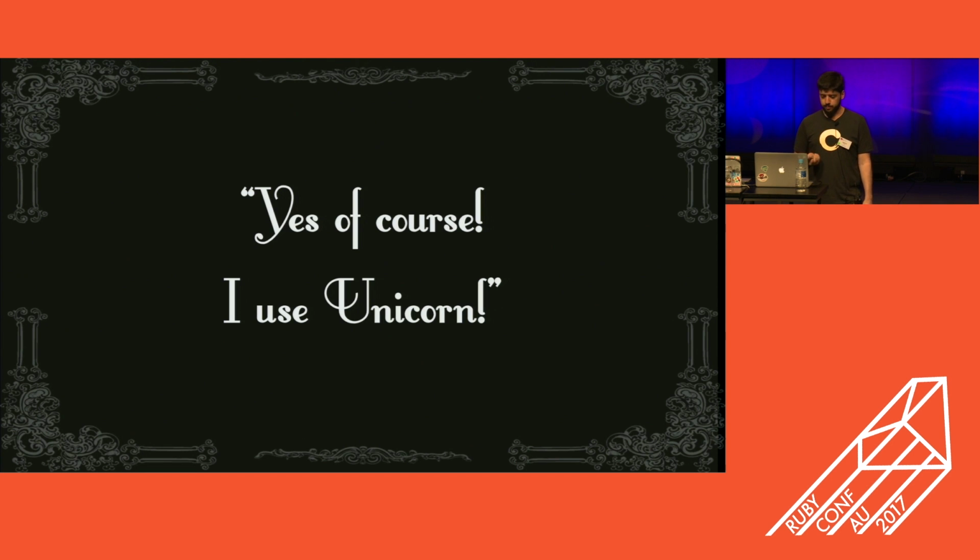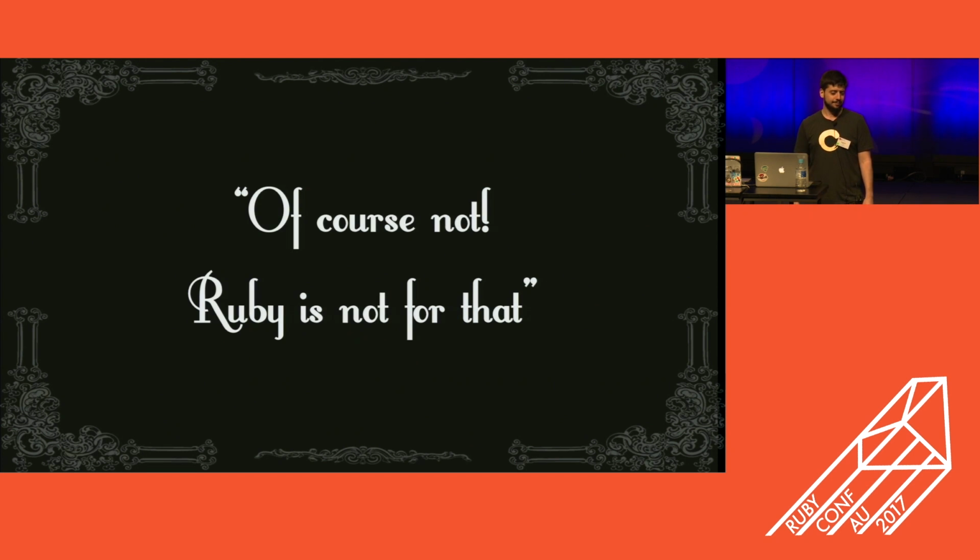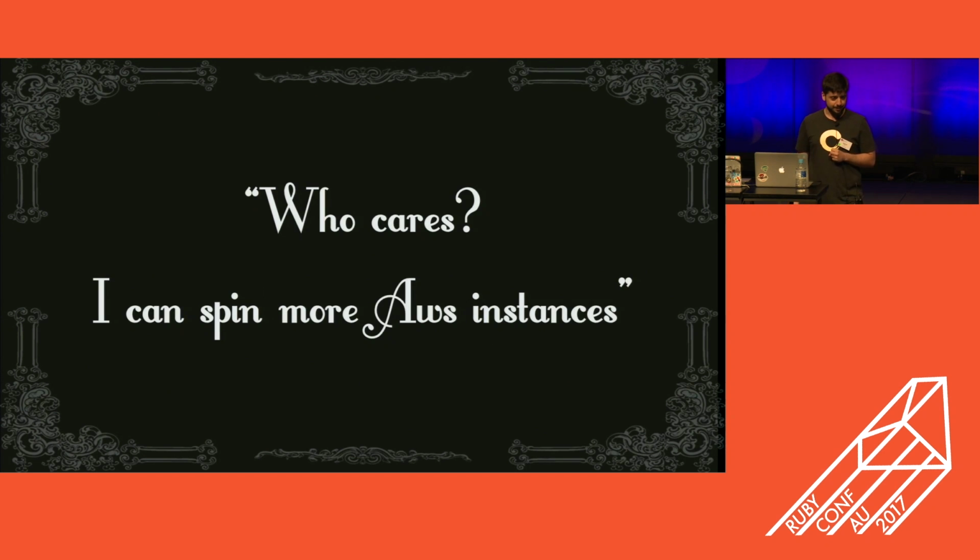The second group will be, of course not. Ruby's not built for that. And there's a widely held belief that Ruby sucks at concurrency. And lots of programmers think, why should I bother writing concurrent code if Ruby's going to do a poor job of running it? The third is the recently founded startup answer. It's, who cares? I can spin up more AWS instances. I can throw money at the problem and the problem goes away, which is the sort of answer that works until it doesn't, and then you have a big problem.